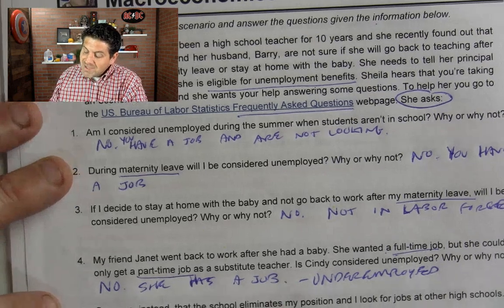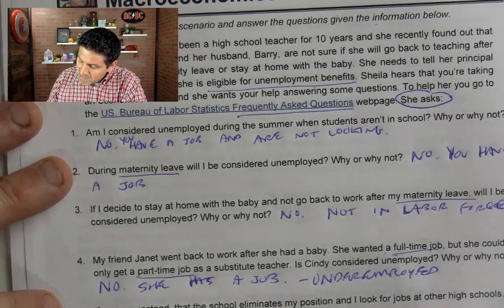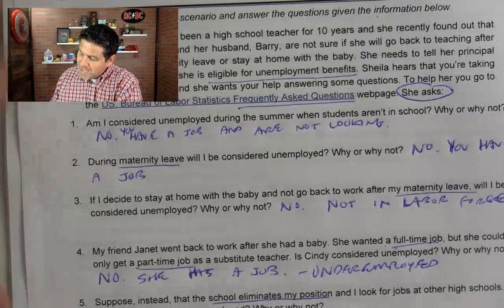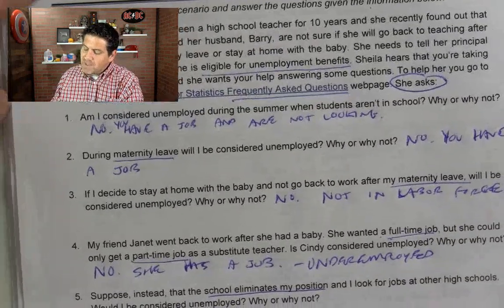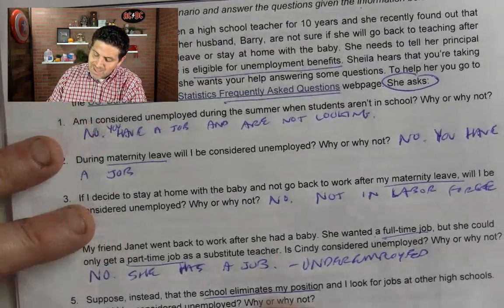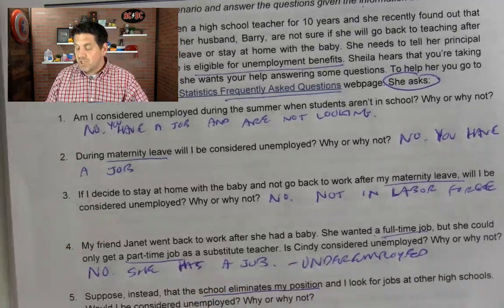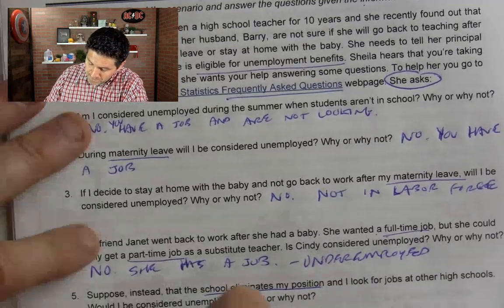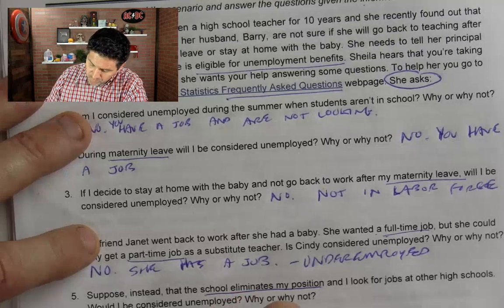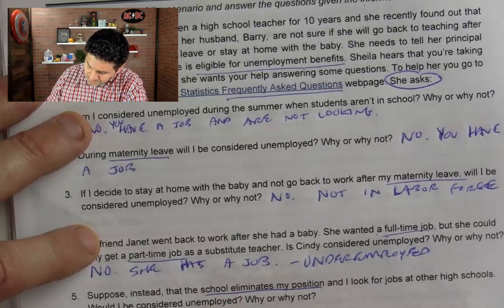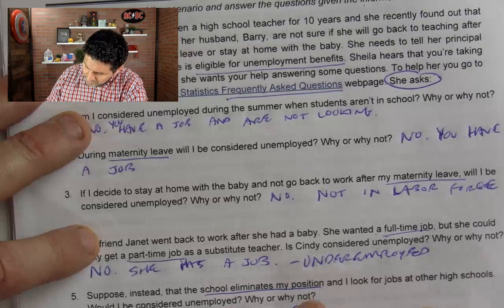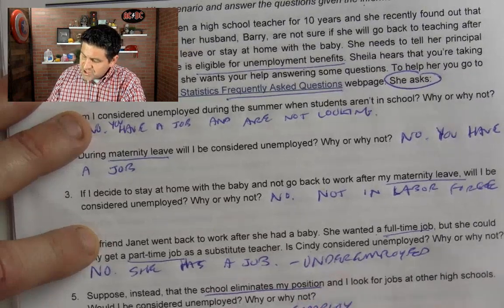Question 5: suppose instead that the school eliminates my position and I look for jobs at other high schools. Would I be considered unemployed? Why or why not? Yes. In this situation, because the school eliminated the position, yes, you'd be unemployed. And the question is why or why not?